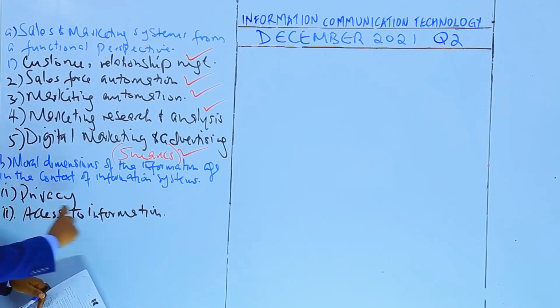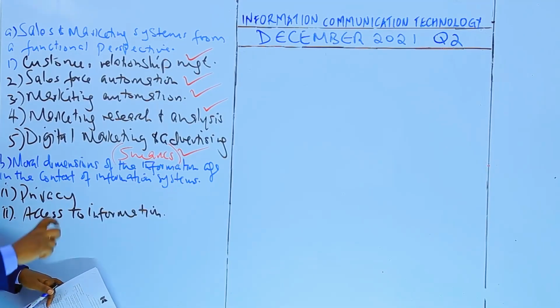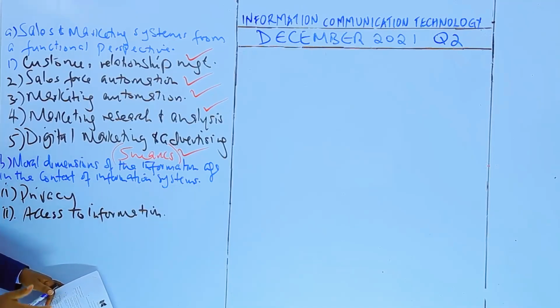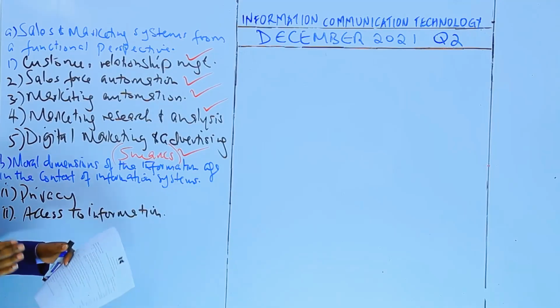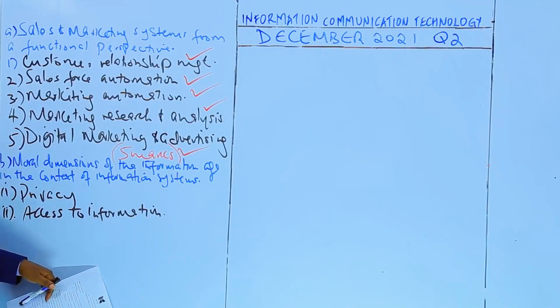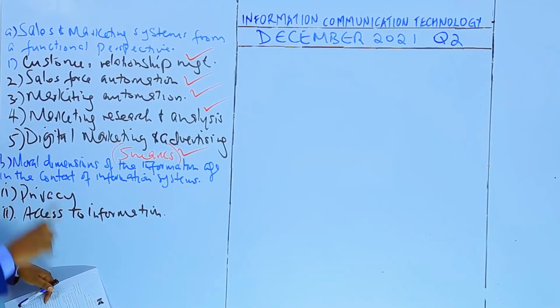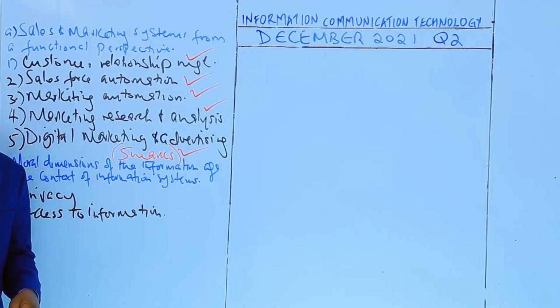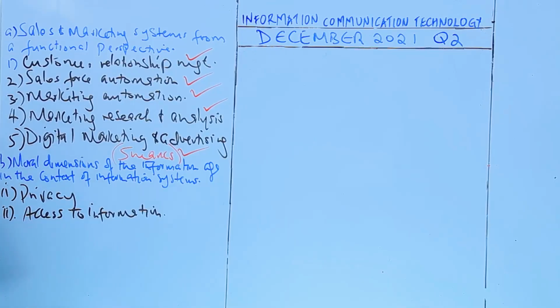So access to information is a moral dimension because we have a category of people who have access to information and technology, and we may have another cluster of people in the society who may not have access to information and technology, and that creates what we call a digital divide, and that becomes a moral dimension of the information age in the context of information systems.